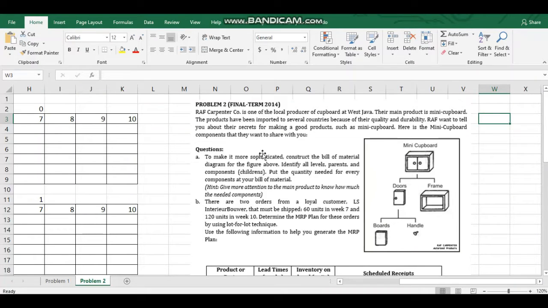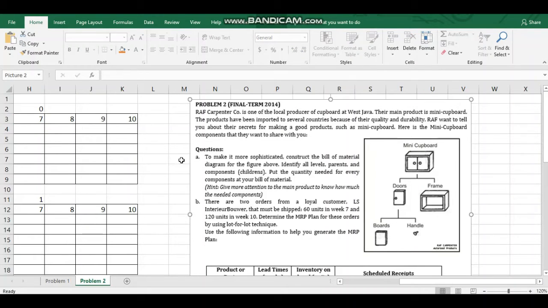Okay, now problem number 2. Raf Carpenter is one of the local producers of cupboards in West Java. Their main product is the mini cupboard, and the products have been imported to several countries because of their quality and durability. Raf wants to tell you their secrets for making good products, such as the mini cupboard. And here are the mini cupboard components that they want to share with you.